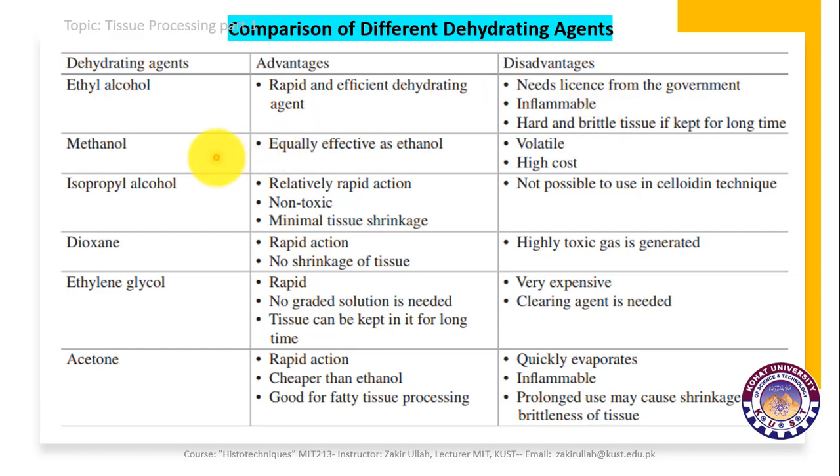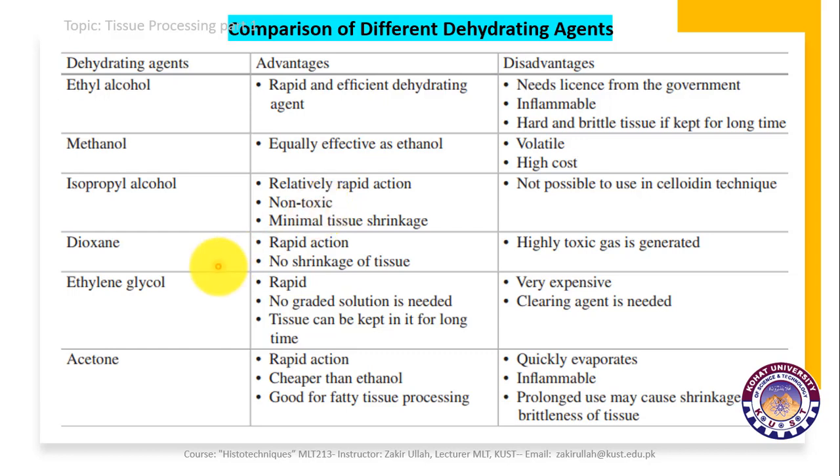Methanol is equally effective just like ethanol, but it is volatile and it is costly. Isopropyl alcohol has rapid action, it is non-toxic and causes minimum tissue shrinkage, but it is not possible to use it in the Saladin technique.